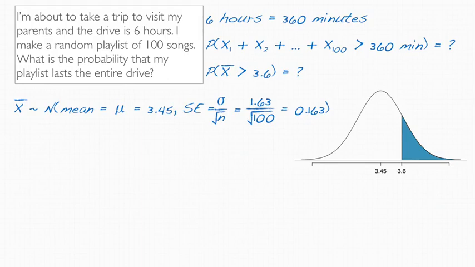The z-score is equal to 3.6, the observation, minus 3.45, the mean, divided by 0.163, the standard error, and it comes out to be 0.92. Note that we divide by the standard error and not the sigma, the standard deviation of the population, because the observation of interest, the 3.6, is a sample mean and not an individual song, so not an individual observation.